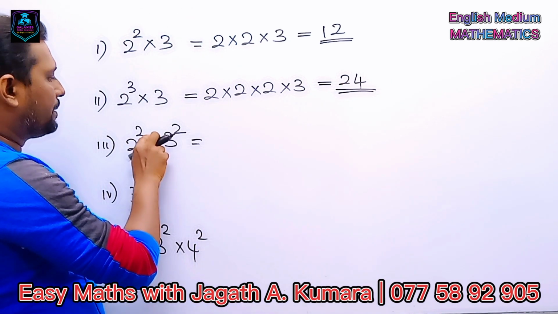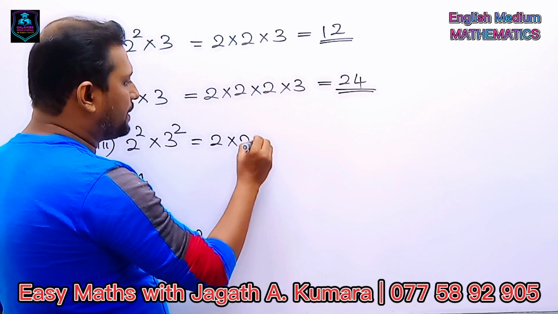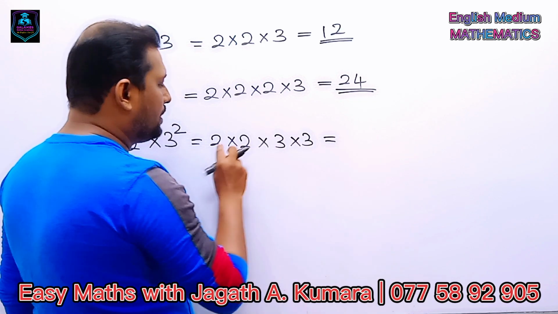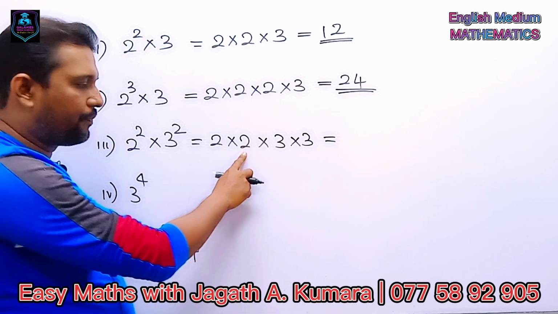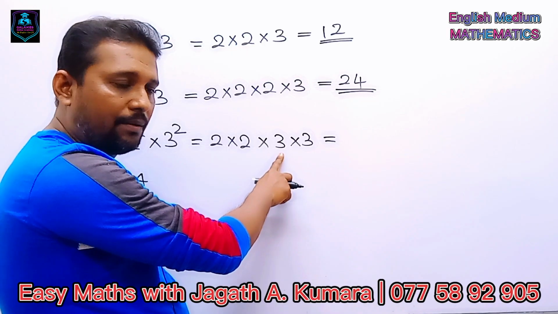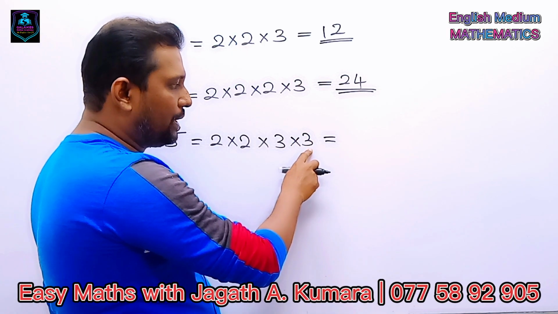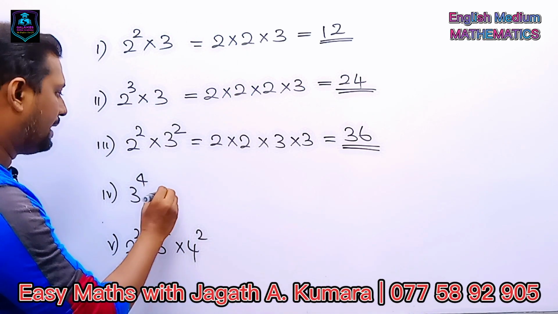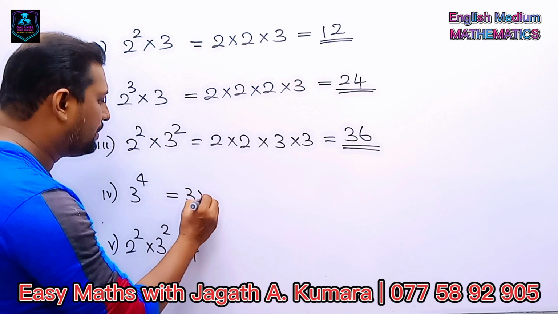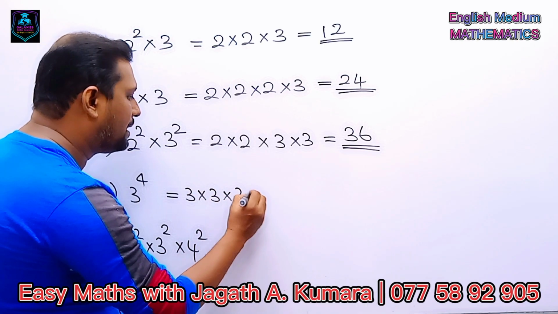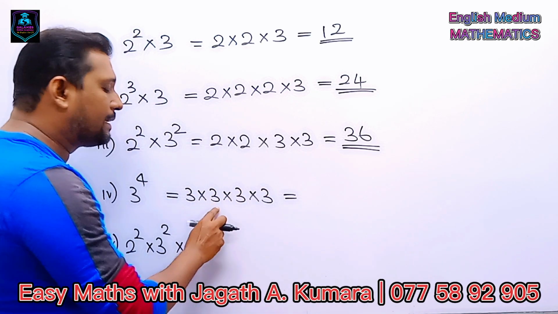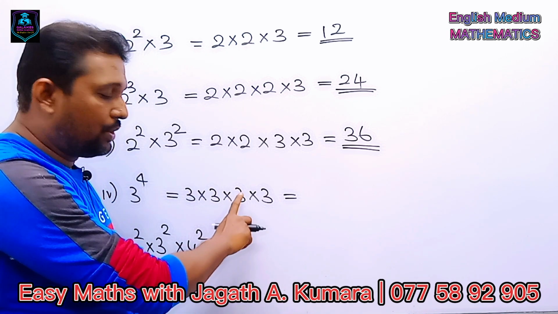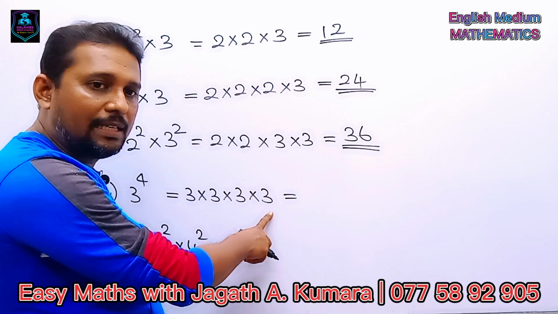Next one, 2 to the power 2. 2 multiply 2. 3 to the power 2. 3 multiply 3. 2 multiply 2, 4. 4 multiply 3, 12. 12 multiply 3, 36. Right, next one, 3 to the power 4. 3 multiply 3 multiply 3 multiply 3. 3 times 3, 9. 9 multiply 3, 27. 27 multiply 3, 81.